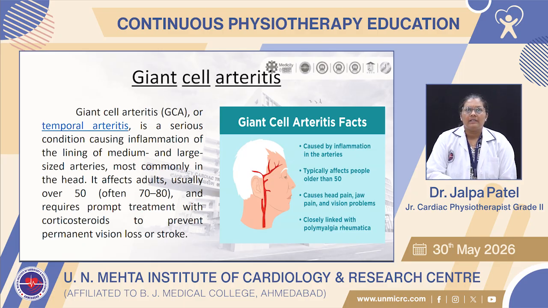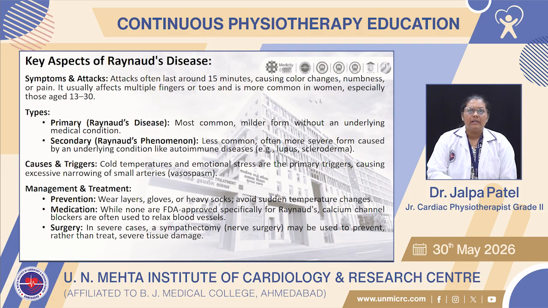Now we are going on to giant cell arteritis. It is temporal arteritis, a serious condition causing inflammation of the lining of medium and large size arteries, most commonly in the head. It affects adults usually over 50 years of age and requires prompt treatment with corticosteroids to prevent permanent vision loss or stroke. Giant cell arteritis facts: it is caused by inflammation in the arteries, typically affects people older than 50 years, causes head pain, jaw pain and vision problems, and is closely linked with polymyalgia rheumatica.